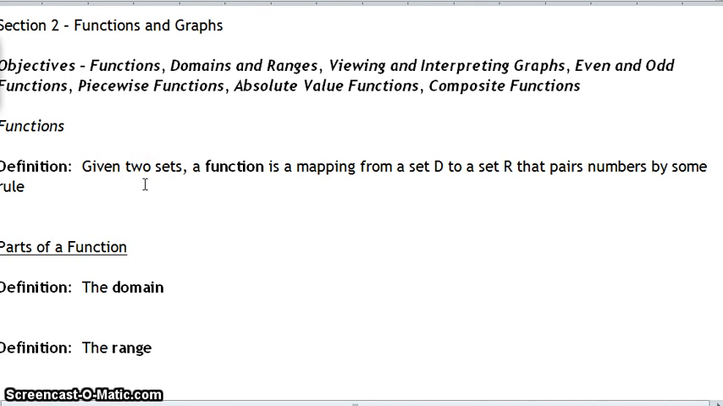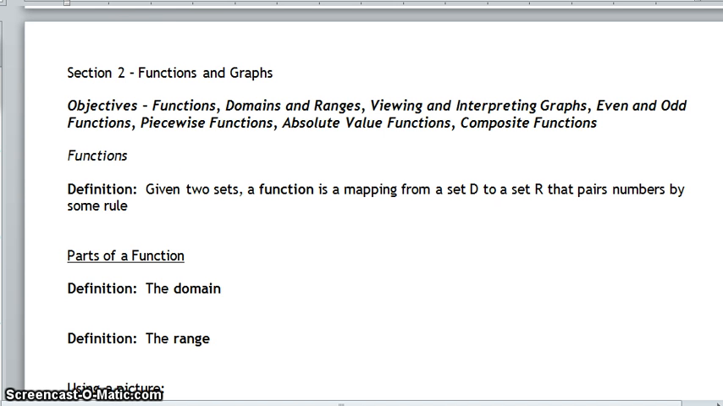So section 2, what we're going to talk about and the goals and objectives for this section is to hopefully have a better understanding of what exactly functions are. So the idea is to get a better grasp of what functions and what the graphs of functions will tell us. So what we need to first define is what exactly a function is.